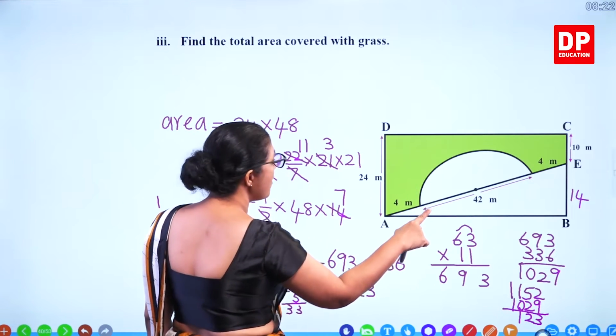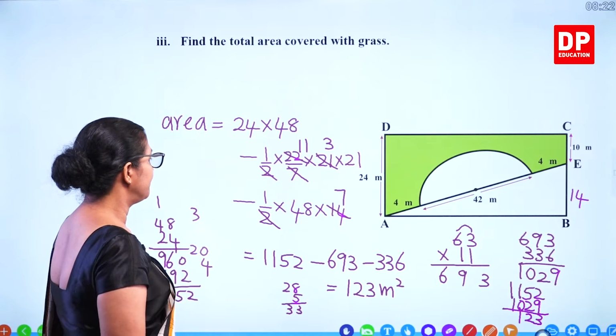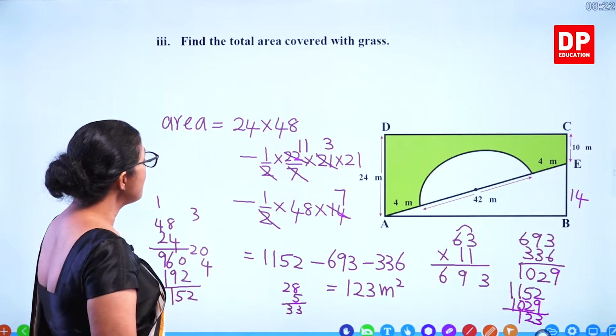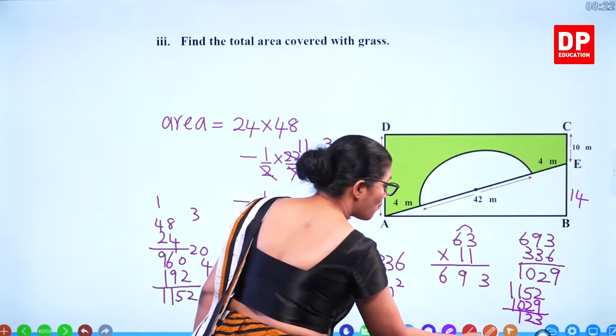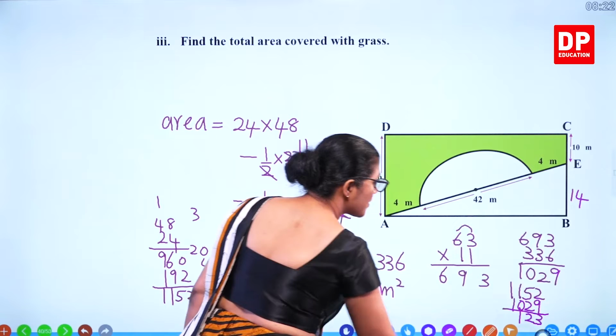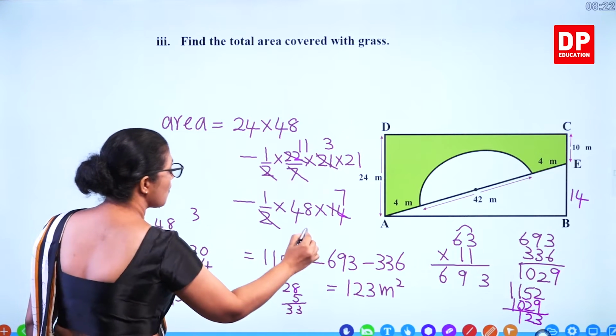This is about area, square meters. So we can give 3 marks for this part because you have to find out 3 areas.